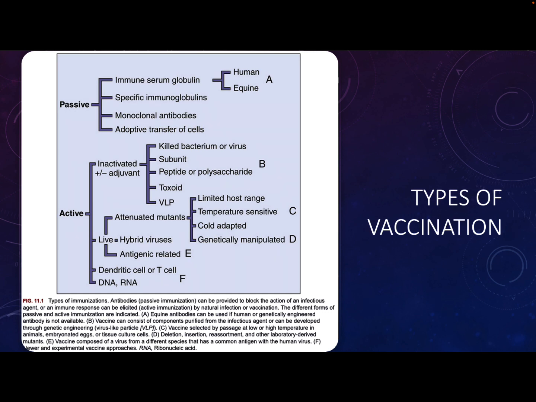We mostly have really, really robust antiviral vaccines. We have some antibacterial, and there are some antiparasitic, like a malaria vaccine, that are in development. And then you have passive immunization, mostly from horses.